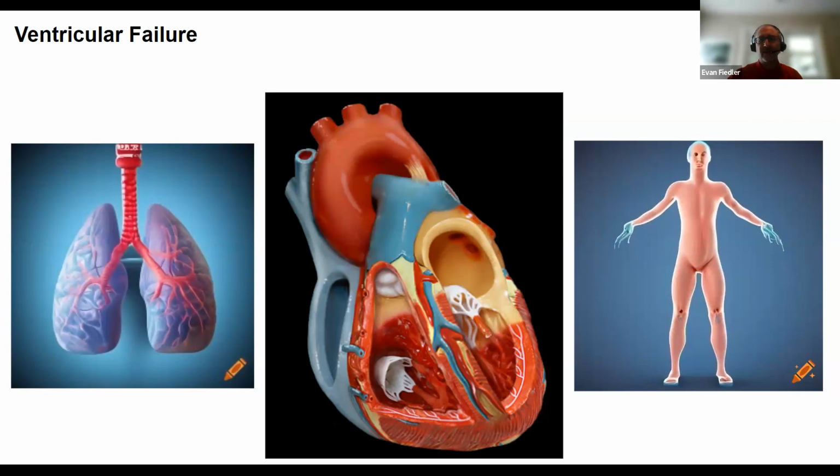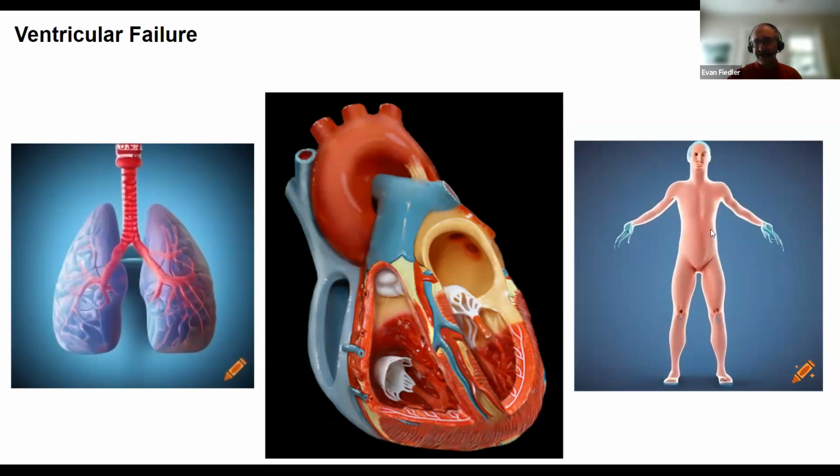Let's go to the right ventricle. Here's your right ventricle. The right ventricle fails. Again, think backwards. The blood is going to back up into the right atrium. And then you've got to ask yourself, where did this blood come from? It came from the body. So if we go back to the body, there's fluid buildup in the body.